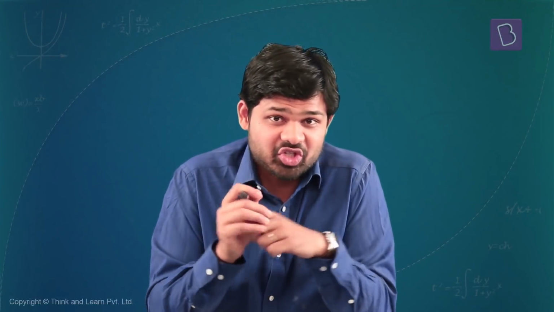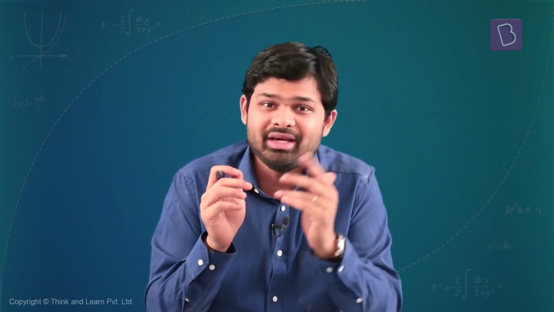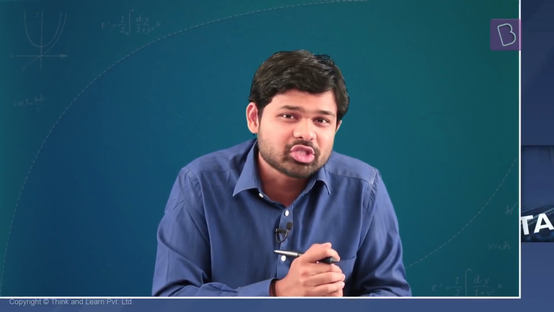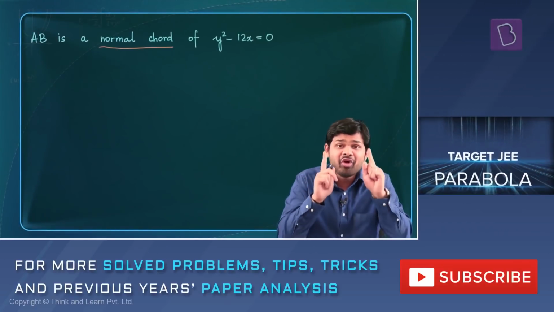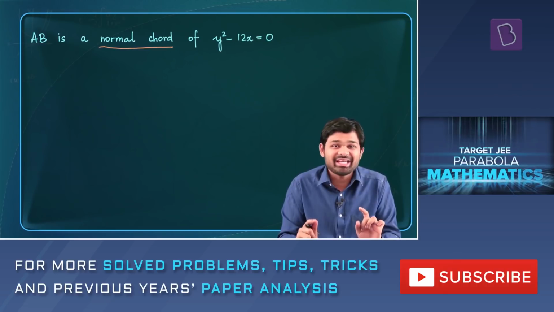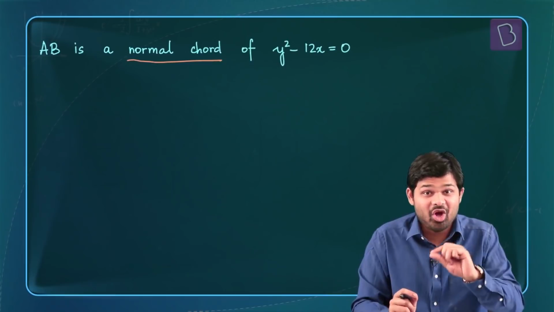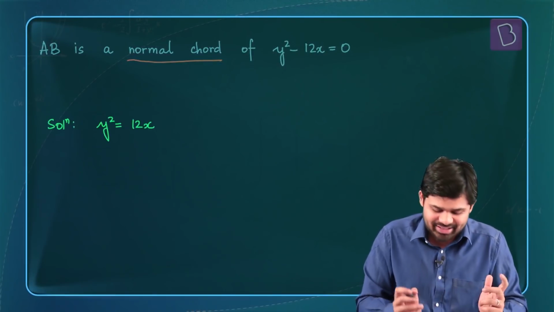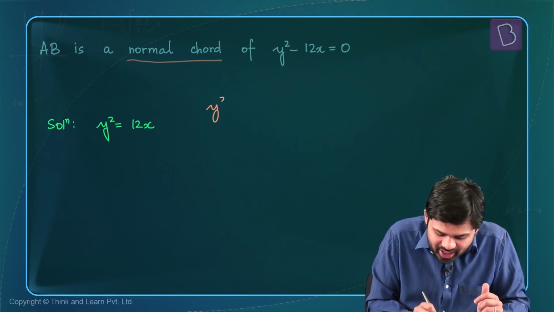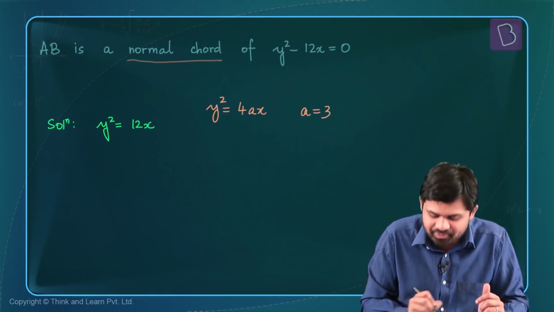Very interesting question, and it's going to be a little long, but let's do it systematically because there's no shortcut available to do this question. First thing, y square minus 12x equal to 0. I don't like any parabola's equation written in this way. I'm going to write it in a way I recognize. y square equal to 12x. This is of the form y square equal to 4ax and my a is nothing but 3.